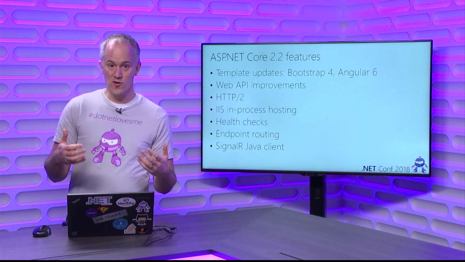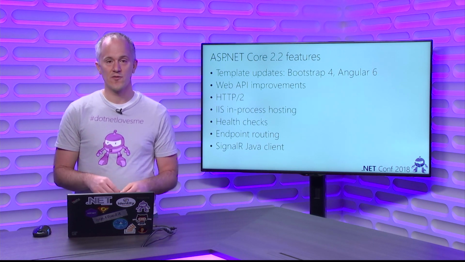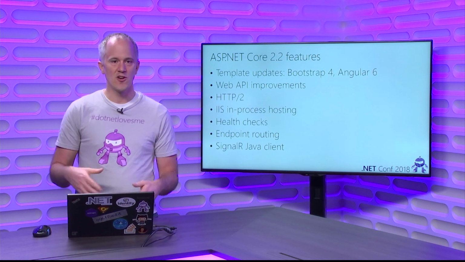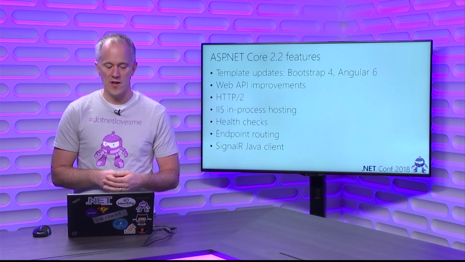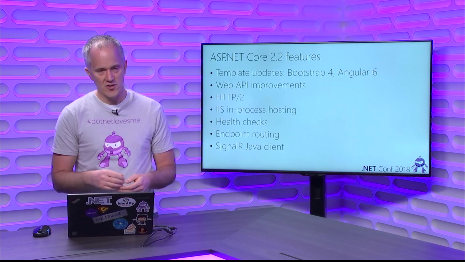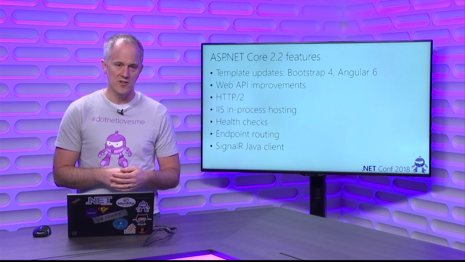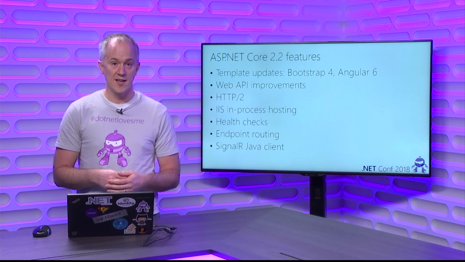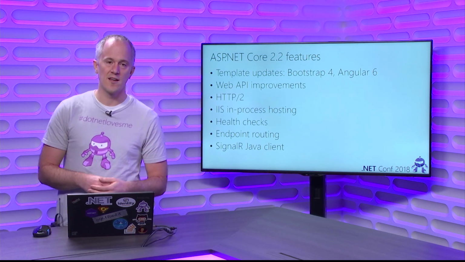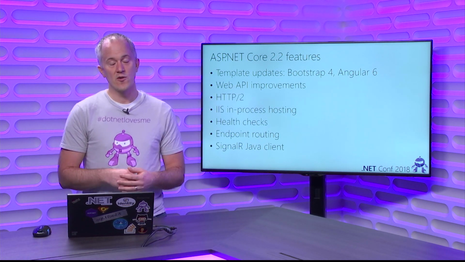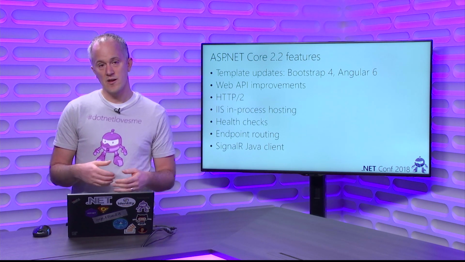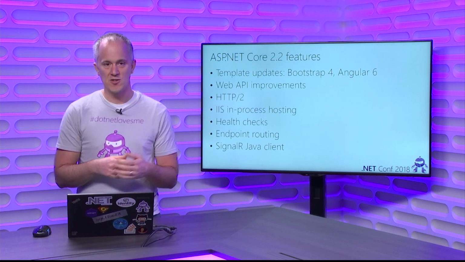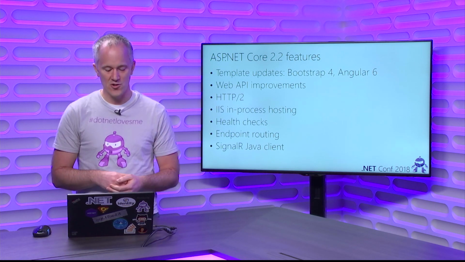Web API improvements is the big theme for this release. For 2.2, we really want to make API and service development easier and better. We'll talk more in detail about that in just a second. Other new features, we've added support for HTTP2 into Kestrel. We've added an in-process hosting model for IIS to have much better performance and reliability. We've integrated a health checks framework into ASP.NET Core in this release so that you can make sure that your APIs and apps are live and ready for traffic.